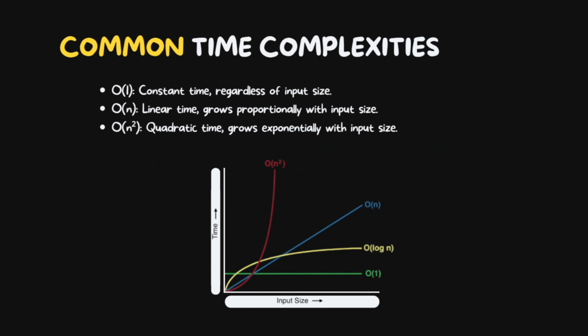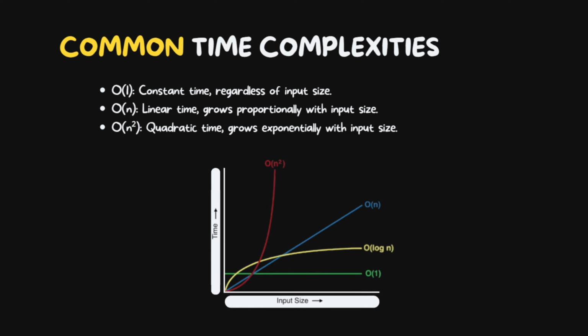Let's review some of the most common big O notations and their meanings. O(1), which is constant time. The operation's time remains the same regardless of input size. Example, accessing an element in an array by index. Next is O(log n), logarithmic time. The runtime increases slowly as the input size grows. Example, binary search in a sorted list.